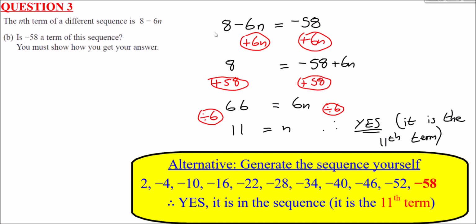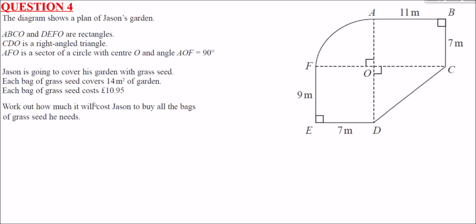So algebraically, or doing it purely numerically, either way is valid. I'd suggest the algebraic way is better. For example, if you were trying to see if minus 5,000 and something was in the sequence, this would take quite a long time. Question 4, we have a plan of Jason's garden.